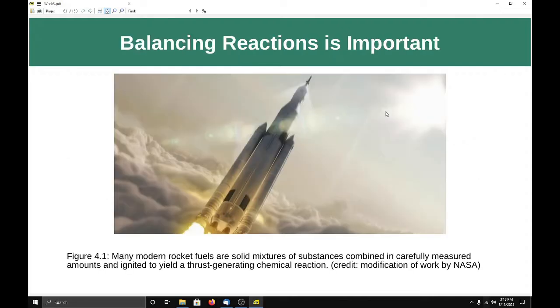This is important to be able to balance reactions. For instance, one big example is the fuel used for rockets. They have to be carefully balanced in order to get the appropriate amount of thrust. And you also want to make sure that you're actually able to burn all of the fuel so that you're not left with leftovers when you shoot it off into space.